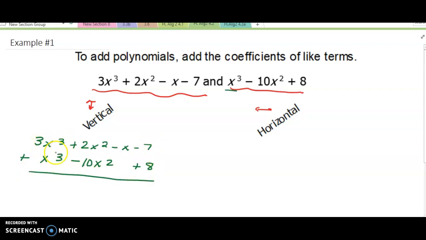Okay, so 3x cubed plus an x cubed is just a 4x cubed. 2x squared plus a negative 10x squared is a minus 8x squared. And then obviously just the minus x and then plus 1. So this is my answer.